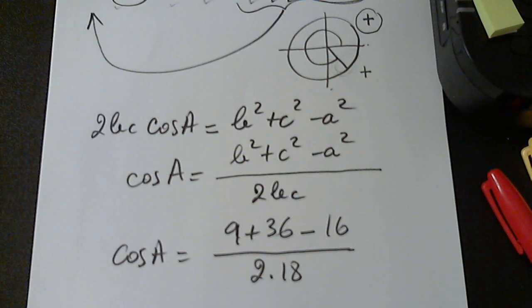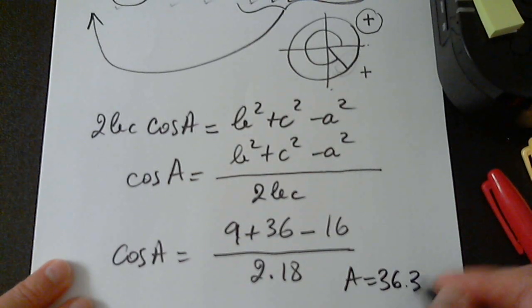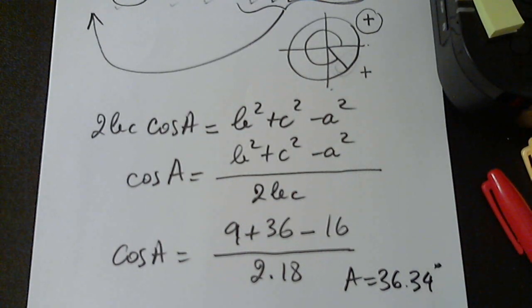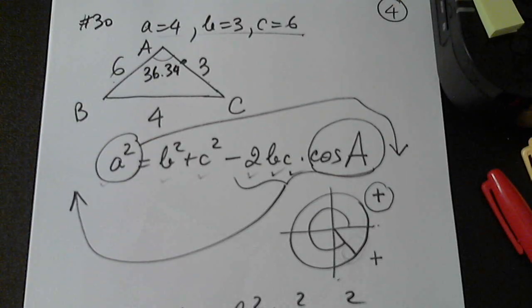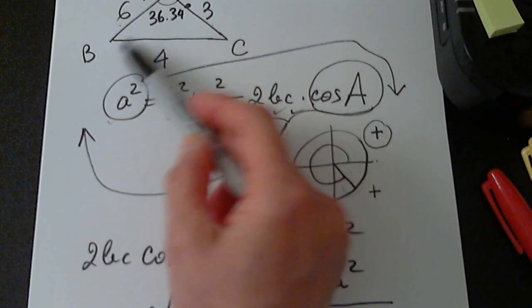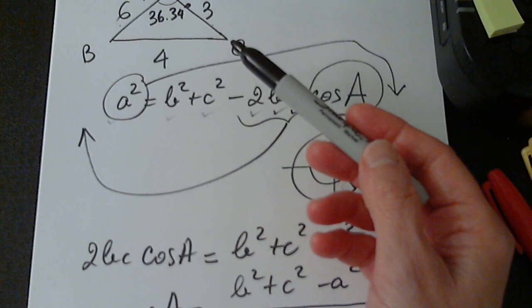Okay, so I got this. I will immediately apply cosine inverse to the previous answer, so I don't have to put it in. And I get 36.34 degrees. So A equals 36.34 degrees. So I found one angle. So this angle is 36.34 degrees. Now you can continue in the same way to find B, and then you subtract from 180 the sum of these two, or you can use law of sines.